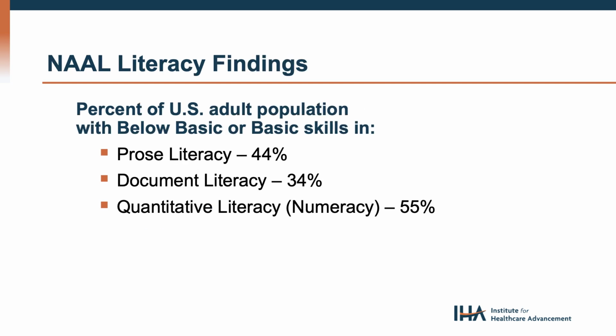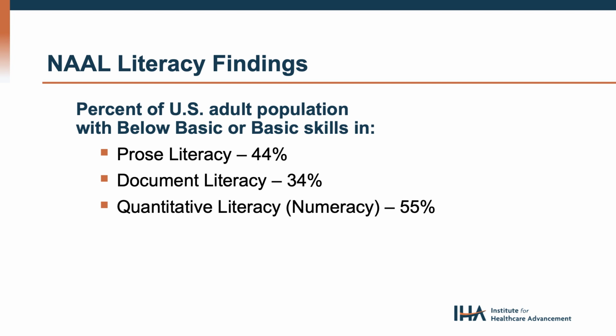So from the NALL, the 2003 NALL, these are the literacy findings. We'll look at health literacy in a moment, but these are the literacy findings. So what percent of the U.S. adult population fell into the bottom 2 categories? Remember, those categories were below basic, basic, intermediate, and proficient. So the below basic and basic, these are the 2 bottom categories. And in terms of prose literacy, which is just your ability to read sentences and paragraphs, just think about reading a book, a magazine article, a brochure, or something like that. Prose literacy, 44% of the adult population fell into the bottom 2 categories.